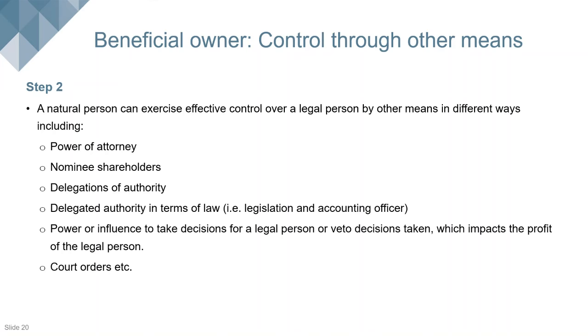And this list that's presented on the side comes from PCC 59. As I've mentioned, it is a long list, but it's not exhaustive. So an example of control through other means could include power of attorney, if there's a nominee shareholder arrangement at play, if there's delegations of authority, delegated authority in terms of law, power or influence to take decisions for a legal person or to veto decisions taken, so to reject decisions taken which impacts the profit of the legal person, court orders, etc. So if you can't find a person through controlling ownership interest, you look at control through other means.